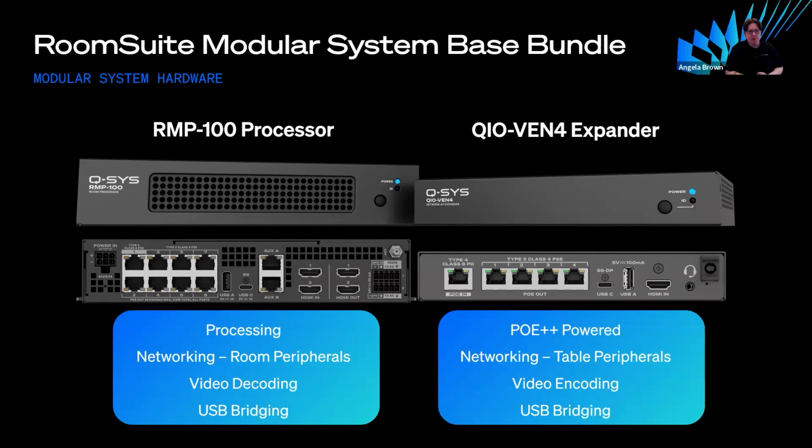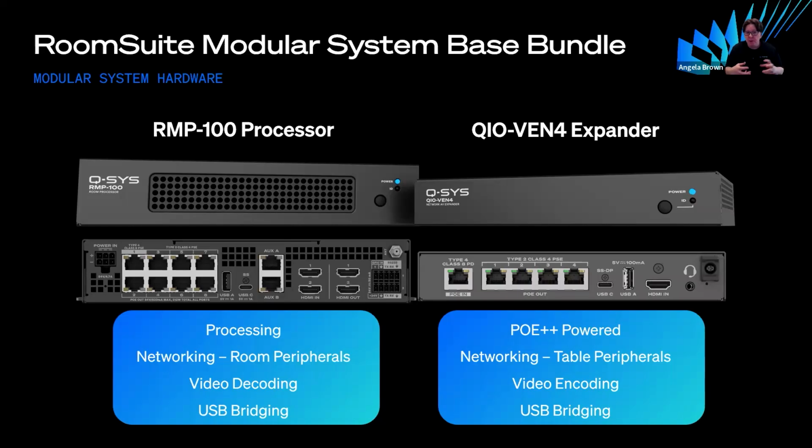That's actually how you're going to order it. The base bundle comes with two pieces, which is the RMP100 processor and the QIO Ven 4 expander. It does come with a bunch of USB-C and HDMI cables, so there's a cable package that allows you to get up and running quickly. If you go to our spec sheet, it tells you exactly what the counts are on those cables. But basically, the RMP100, it's the core, it's the brains of the thing.